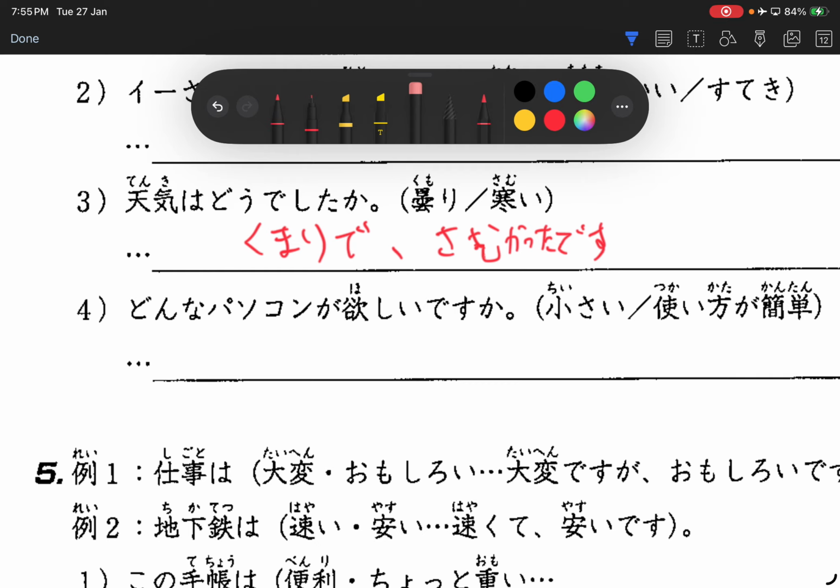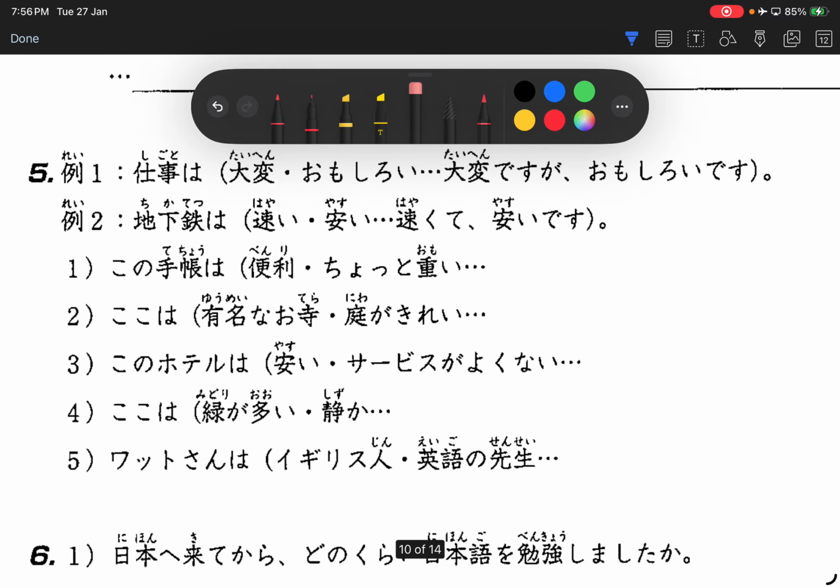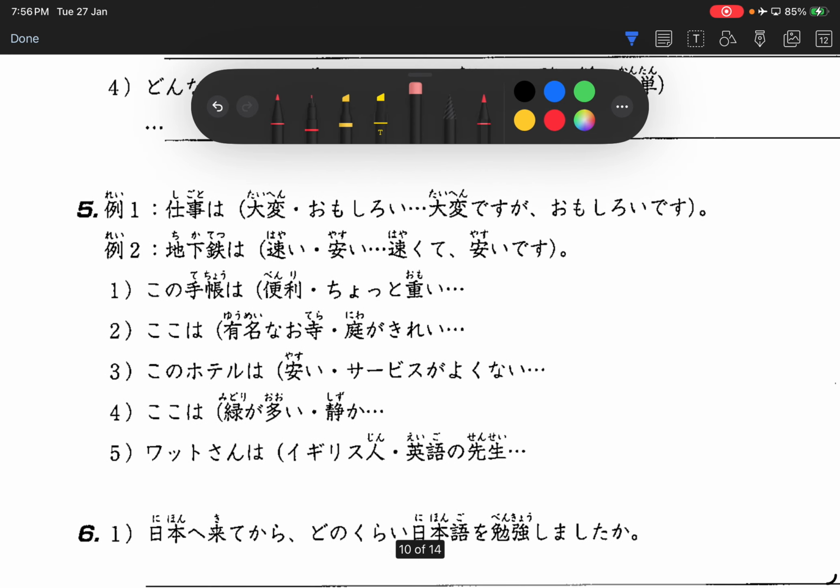Okay. Of course, if you don't want to trouble yourself, just go for the easiest one first. 小さくて。The te form, just go for the easier one. 小さくて簡単な、使い方が簡単なパソコンが欲しいです。Awesome. Number 5. 例1、仕事は大変面白い。Change to 大変ですが面白いです。Right? 地下鉄は早い、安い。Right? We just change to 早くて安いです。Right?